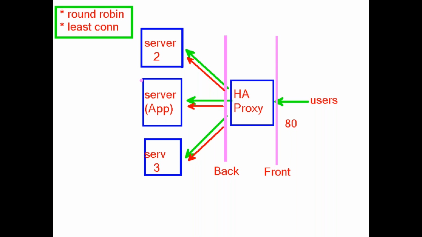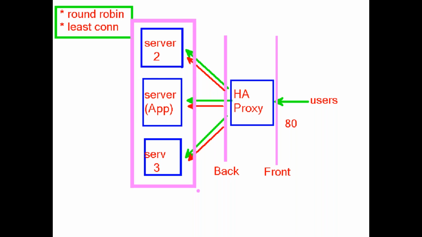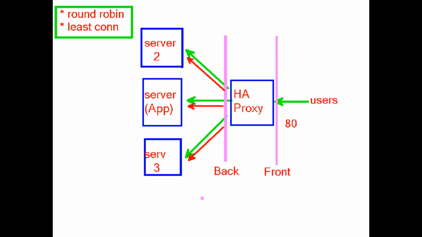And if you go for least con, HAProxy will check which server contains the least number of connections. Suppose server 2 is having 10 different requests, server 1 is having only 2 requests, and server 3 is having 15 different requests.